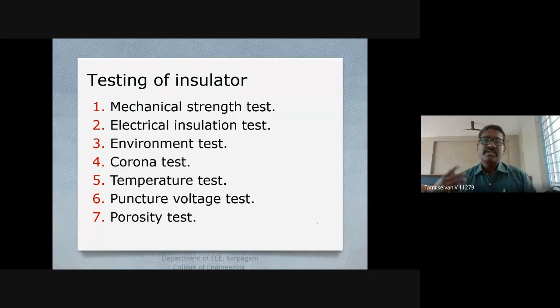Before the insulator is used in the live system, we carry out the various tests. These tests are the mechanical strength test, electrical insulation test, environmental test, corona test, temperature test, puncture voltage test, and porosity test. These are the various tests performed on insulators, to test the dielectric strength, mechanical strength, and permeability.